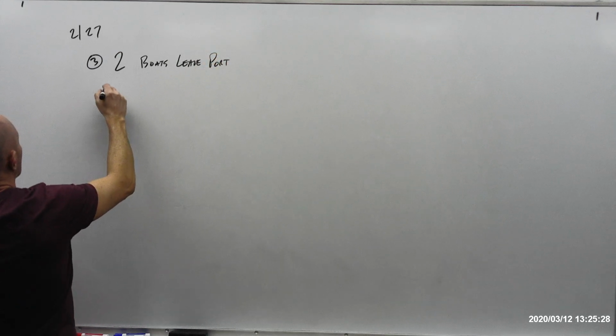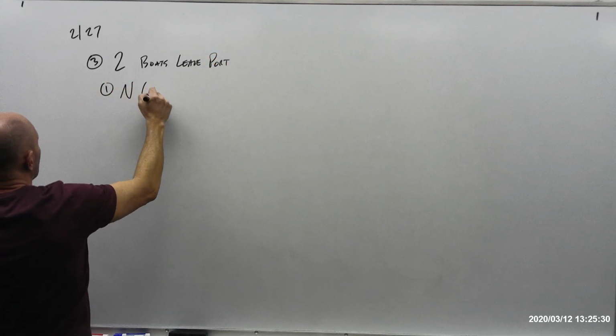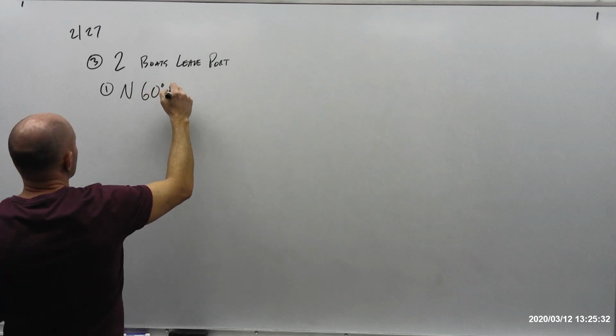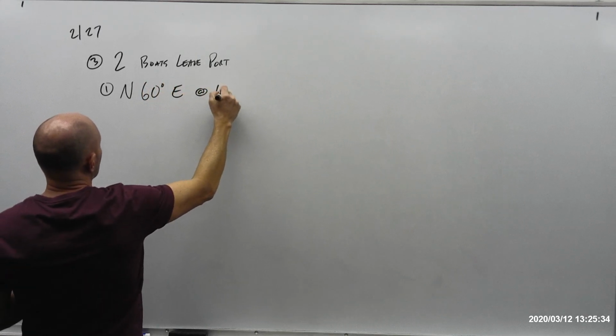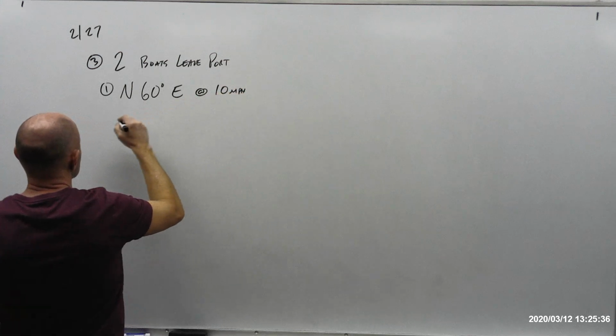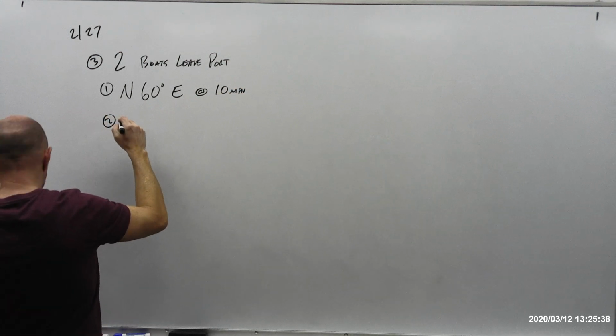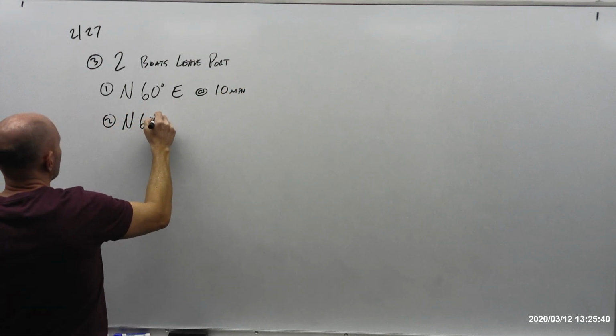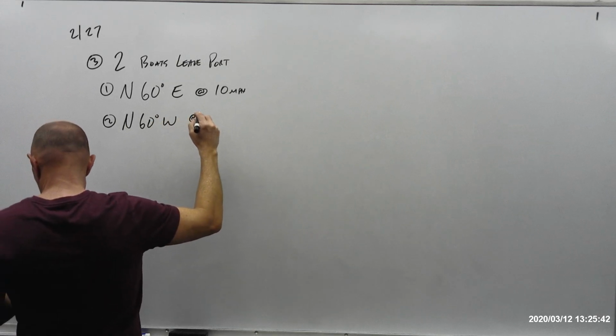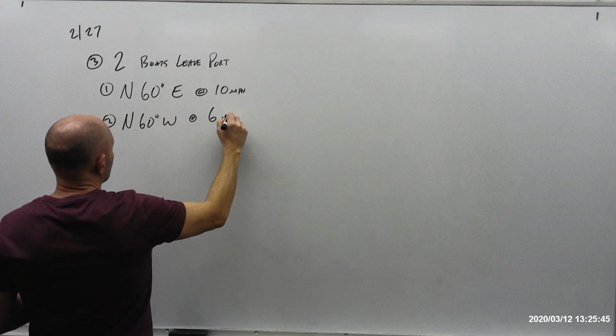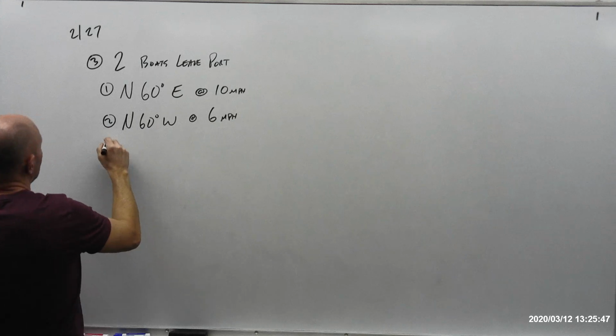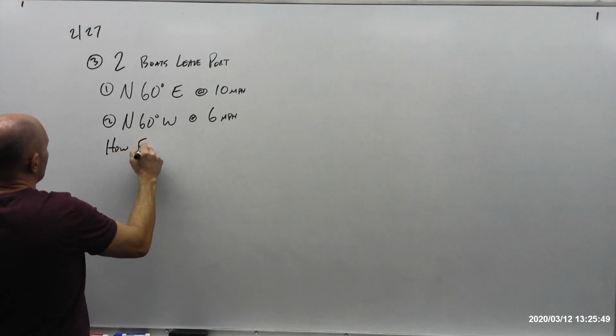So the first boat travels north 60 degrees east at 10 miles per hour. Second boat north 60 degrees west at 6 miles per hour. How far apart in 1 hour?